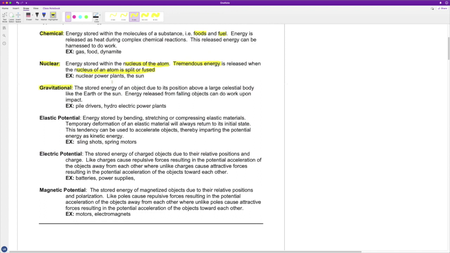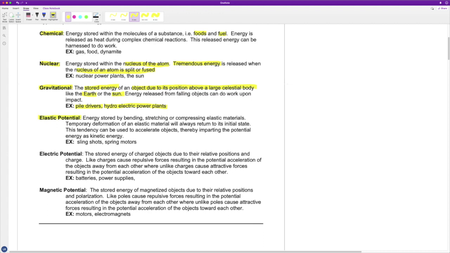Gravitational potential energy. This is the stored energy of an object due to its position above a large celestial body like the Earth or the sun. So basically, how high off the ground and how heavy an object is determines how much gravitational potential energy it has. Energy released from falling objects can do work upon impact. Like, for example, a pile driver. A pile driver is basically a massive chunk of metal smashing down onto telephone pole sized piles. Hydroelectric power plants use gravity to run them as well. Water that flows downhill turns the turbines, and we turn those into electricity.